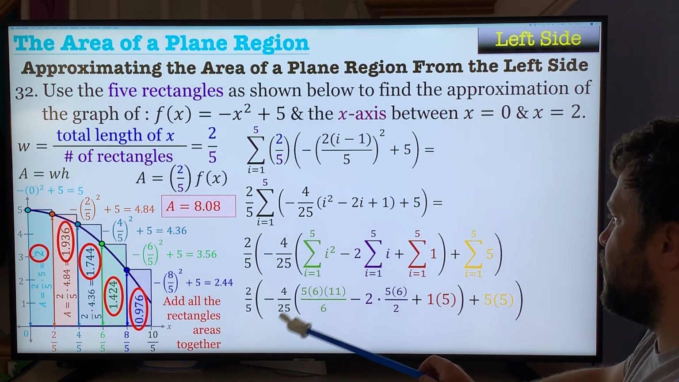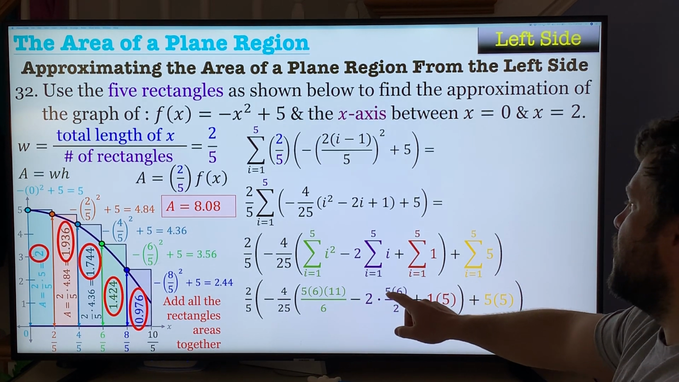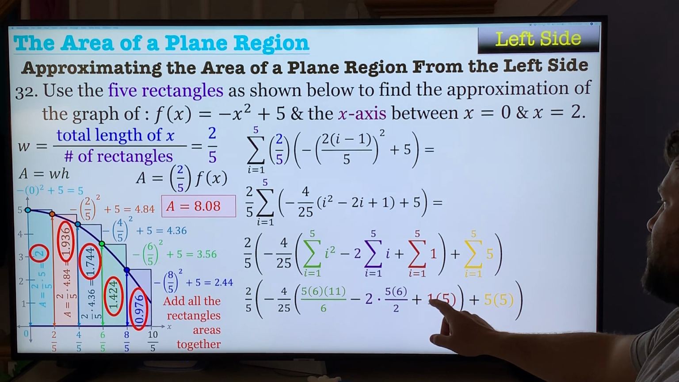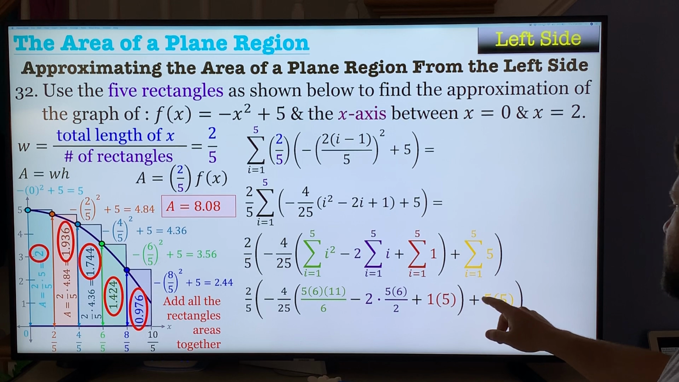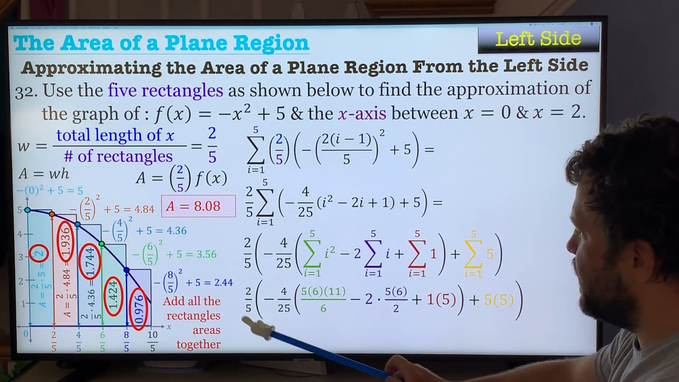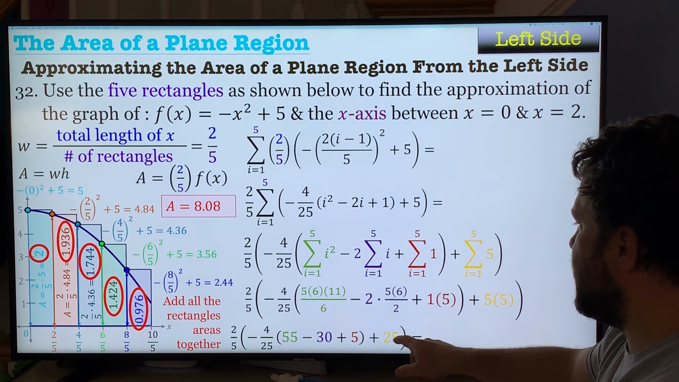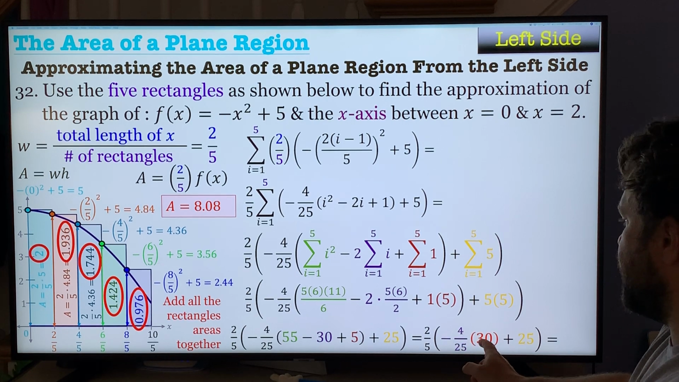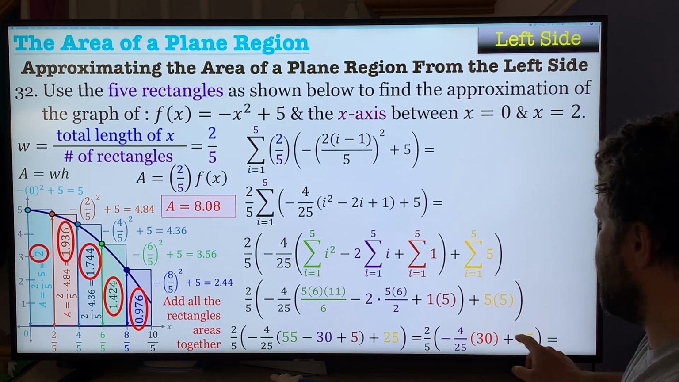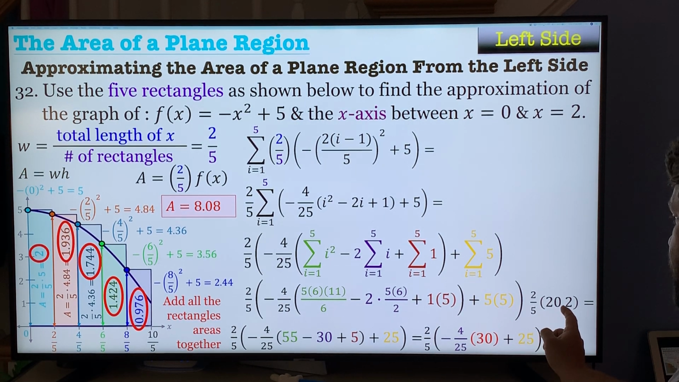2 over 5 times negative 4 over 25 times n plus 1, 2n plus 1 divided by 6 minus 2, and n plus 1 divided by 2 plus cn, close parentheses. These are all going to get multiplied by that, plus cn. 2/5 times negative 4 over 25, 55, 35 plus 25. All right. 2/5 times negative 4 over 25 times 30 plus 25. Multiply these two. You get 2/5 times, all this stuff gives you 20.2. And as a final answer, you get 8.08.